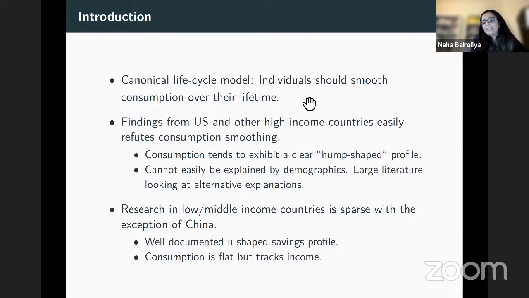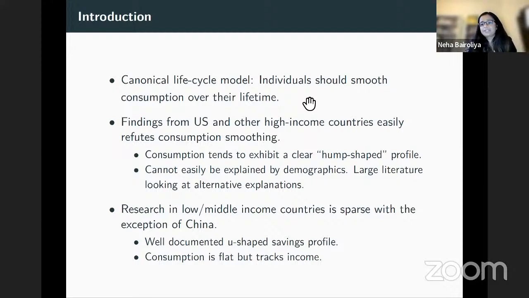What we instead see in the data is this clear hump-shaped profile of consumption over the life cycle of an individual, which means that consumption grows in a significant way over the life cycle. Now, there are lots of explanations for why we don't observe this consumption smoothing behavior. Part of it is demographics, family size changes over the life cycle. It's also access to annuity markets, mortality risk, and precautionary motives driven by incomplete markets and income risk. So there are lots of explanations why we see a hump-shaped profile of consumption.